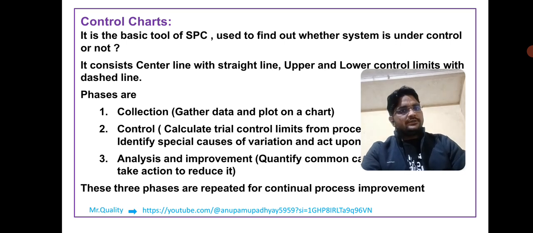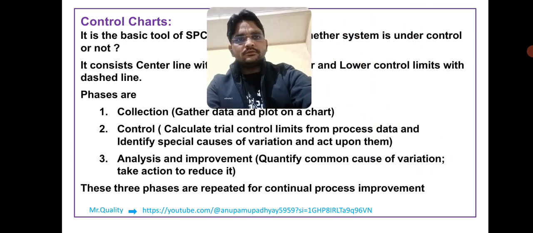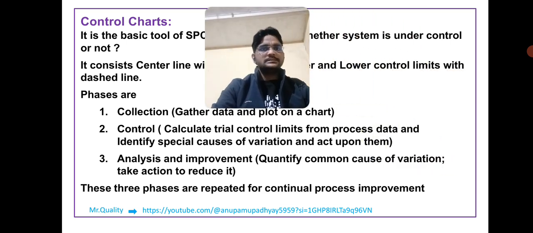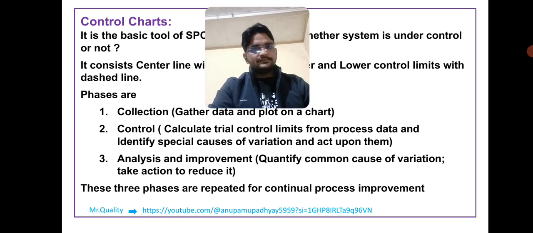There are three phases. First one is collection, which means data gathering and plotting on a chart. Data collection, data analysis and plotting is the first phase. Second is control: calculating trial control limits, upper and lower control limits, from the process data, and identifying special causes of variation. If any special causes are identified, then act upon them.